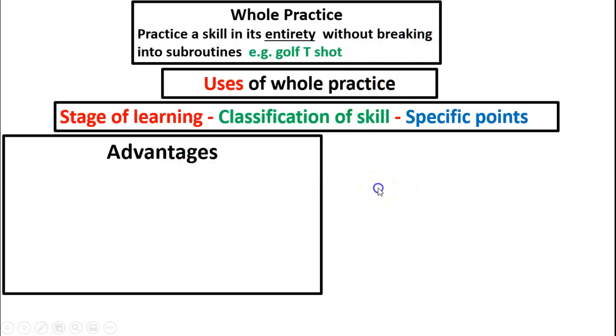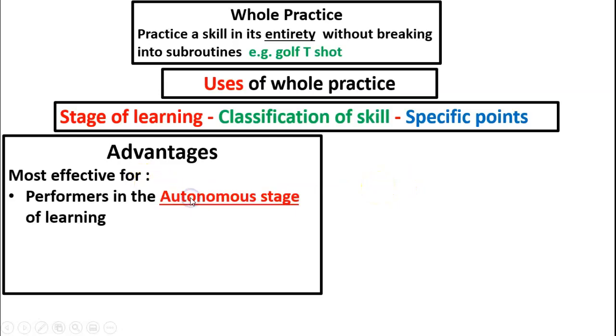In order to be able to practice a skill as a whole in its entirety, it's going to be most effective for performers in the autonomous stage of learning, because they understand the requirements of the whole skill and how it fits together. Now, in terms of classification of skills, because whole practice involves practising the skill in its entirety, there are certain classifications of skills that lend themselves perfectly to this type of practice.